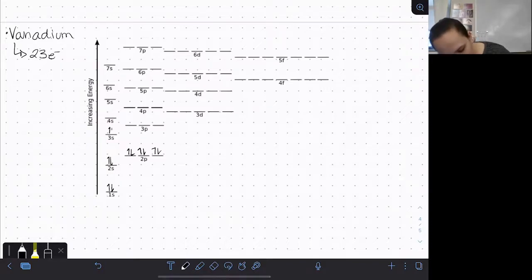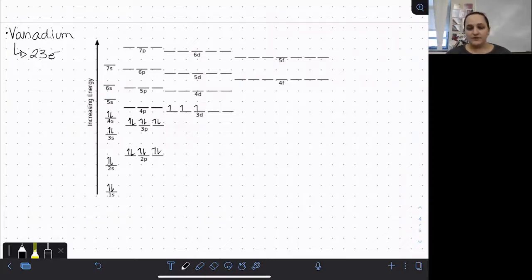Moving onwards, I'll do the same thing in the 3s. I'll do the same thing in the 3p, filling those all the way up. I now have 2, 4, 6, 8, 10, 12, 14, 16, 18 electrons. So I need 5 more. So the next highest one in energy, if we look, is the 4s. So I'm not done filling the third shell, but that's okay. I want to go in order of subshells, in order of energy. So my next 2 electrons go into the 4s. I have 3 left to place, and the next highest energy is the 3d.